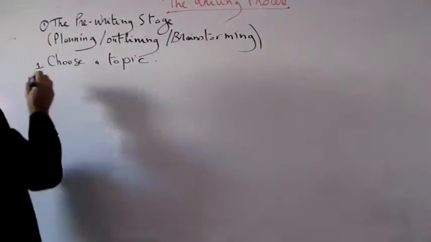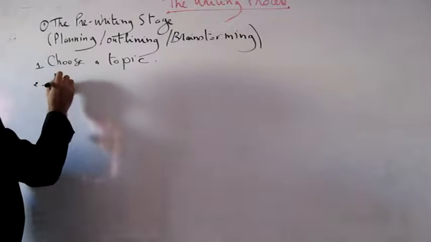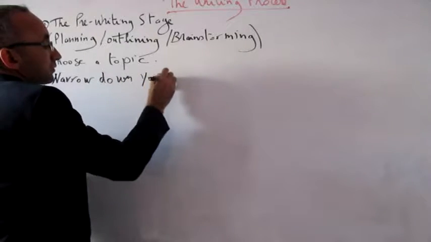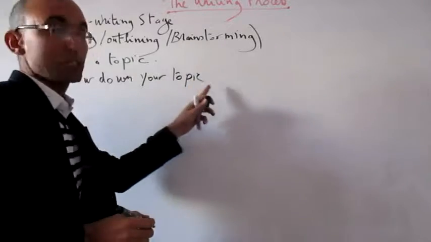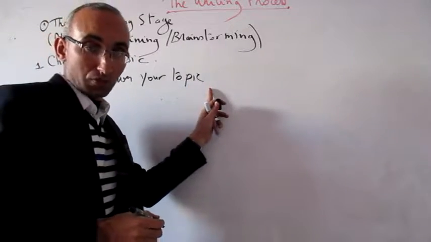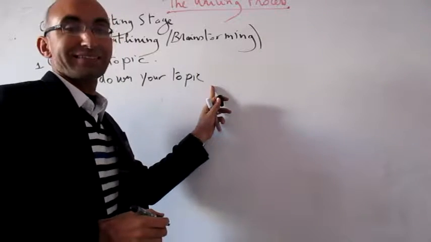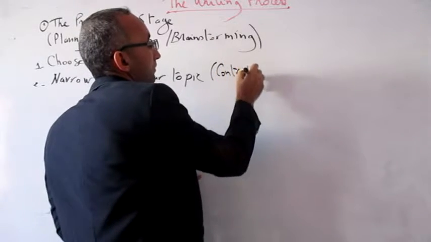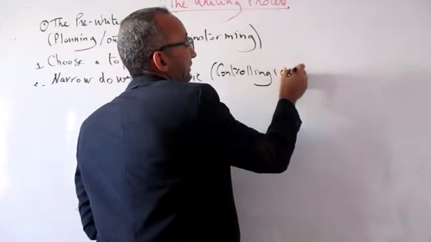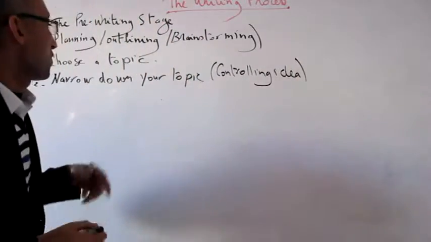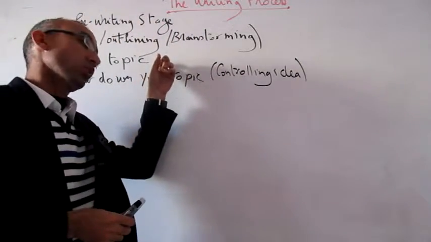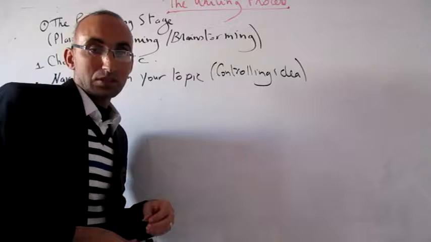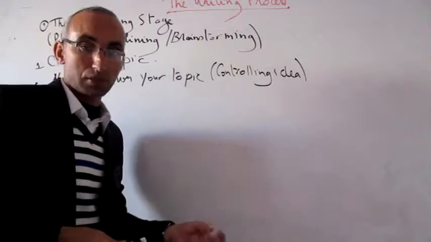This is the second step. Narrow down your topic. How? By choosing an appropriate controlling idea. Clear? For example, for the topic of drug addiction, you may choose to talk only about causes, or only about consequences, or only about solutions.